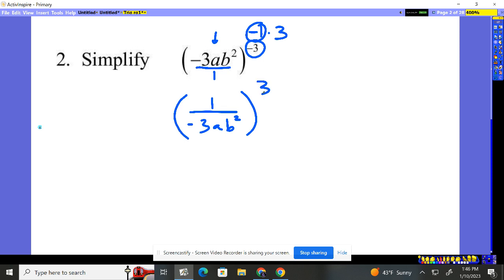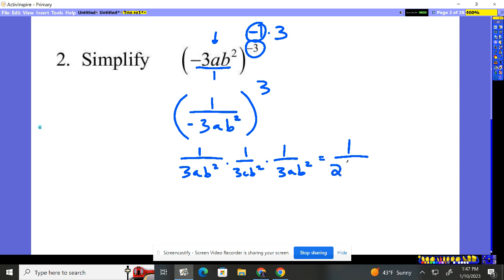So it's just all that to the third power, which means you have a 1 over a 3ab squared times another one, 3ab squared times another one. See what we have. 1 times 1 times 1 is 1 on top. 3 times 3 is 9 times another 3 is 27. A times A times A is a to the third. B squared, which is BB, times another BB, times another BB here.